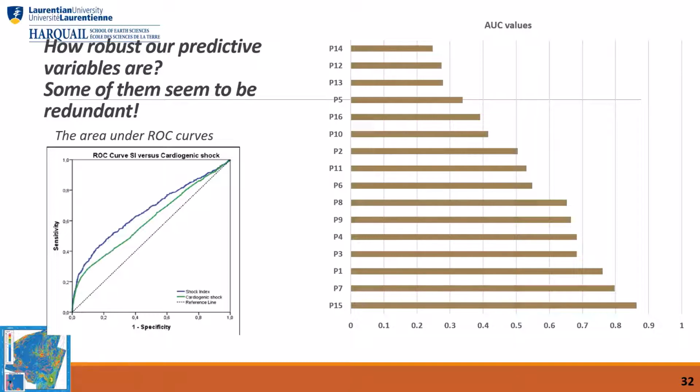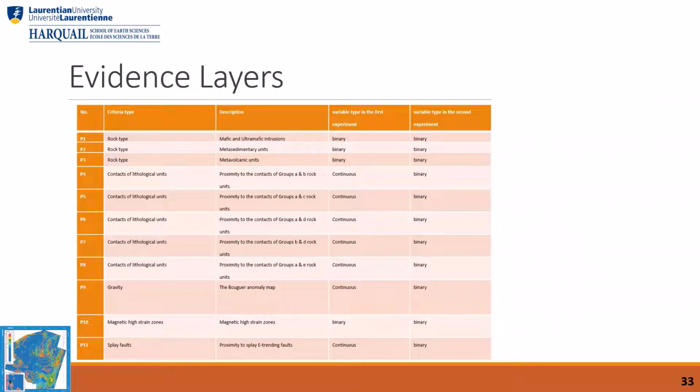And what we have done is that we have used receiver operating characteristics curves, and these are commonly used for measuring those spatial associations. So the higher the area under the curve is, and the maximum area is 1, the closer our number is to 1, the more significant our predictor variable is. On the basis of that, we reduced the number of our predictor variables to just 11.